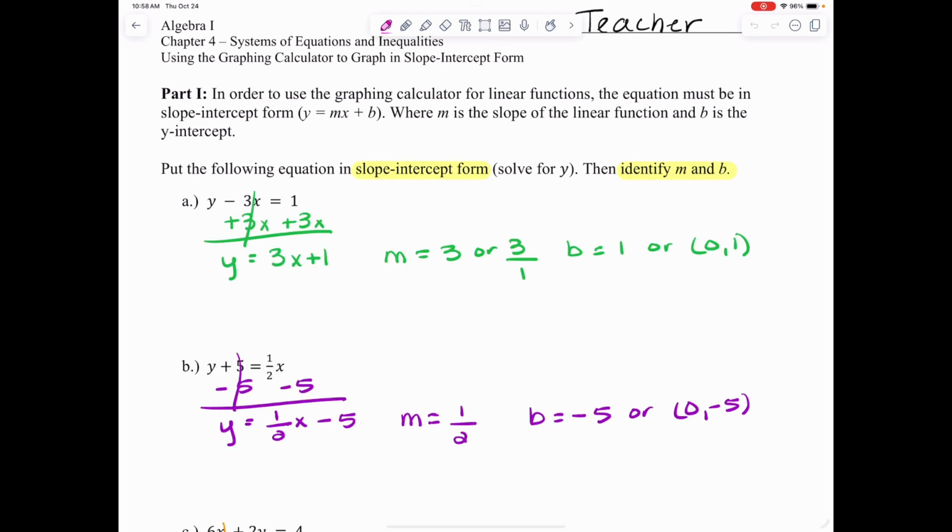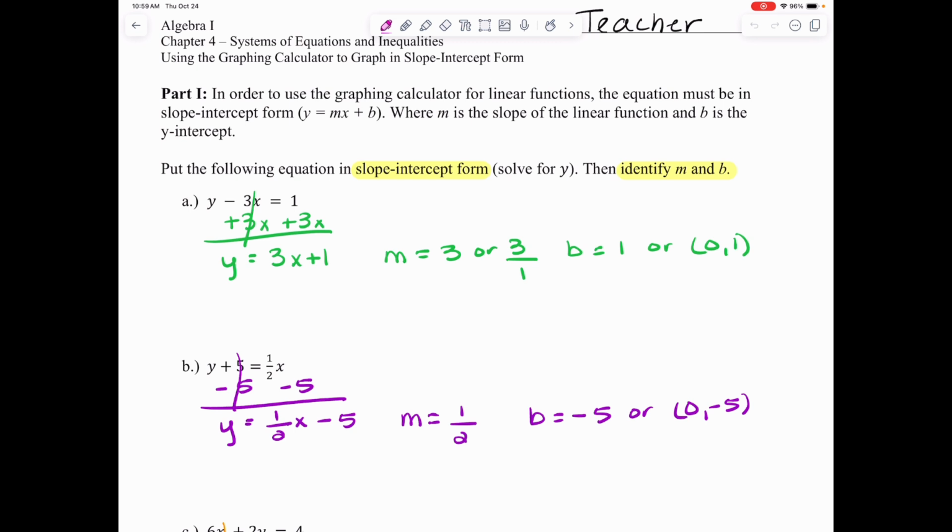All right, in part A, you had y minus 3x equals 1. So we have to get everything away from y, which means in this problem, we should be adding 3x to both sides. Y is then alone, which means y is equal to 3x plus 1. So the slope, m value is 3 or 3 over 1. And the b value, y-intercept, is 1 or the coordinate (0, 1).